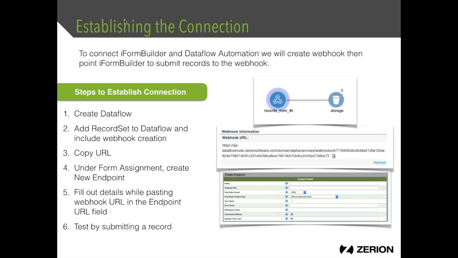Now I want to go over what I'm going to be doing when I establish the connection, and after I talk about this, I'm going to show you how I actually do it. To connect iForm Builder and the data flow automation, we're going to use a couple of pieces within the data flow automation, primarily a webhook, and then what is called a record set. In this screenshot, the highlighted circle that says records from iForm Builder is what's called a webhook. A webhook is just a unique URL where you're able to post data. When you post data to that webhook, it captures the data and stores it in the record set, which is the blue icon to the right labeled storage. So in the data flow automation platform, I'm going to create this record set and webhook. After I do that, I'm going to take that URL and apply it in iForm Builder as an endpoint.